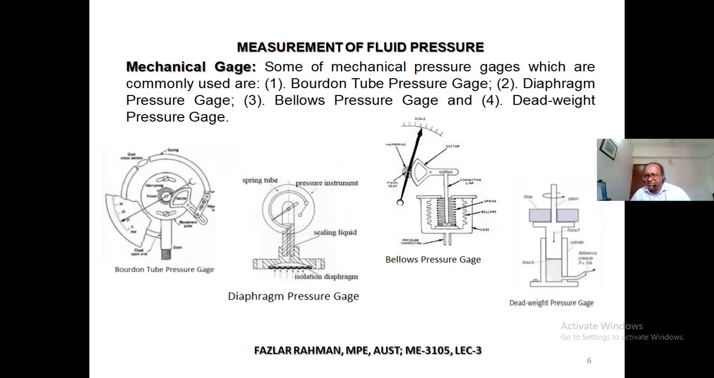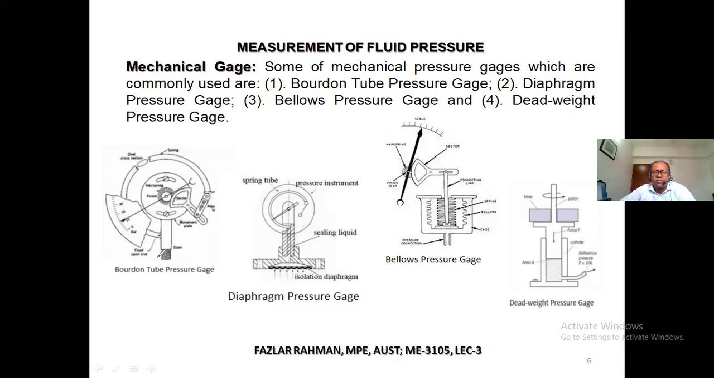Mechanical pressure gauge. I think you might have seen those, and they are mechanically available in the market. You can buy it if you want. Bourdon tube pressure gauge. This one, Bourdon tube. How does it work? It is a tube right over here. The outside has a thread, but inside is a tube.